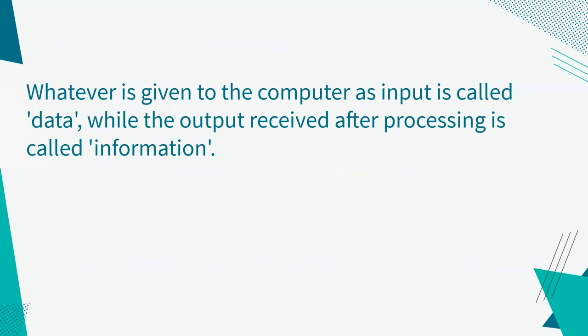So, we talked about the four main components of a computer. So, what are the uses of these components? What do they do? Let's talk about that. Whatever is given to the computer as input is called data, while the output received after processing is called information.